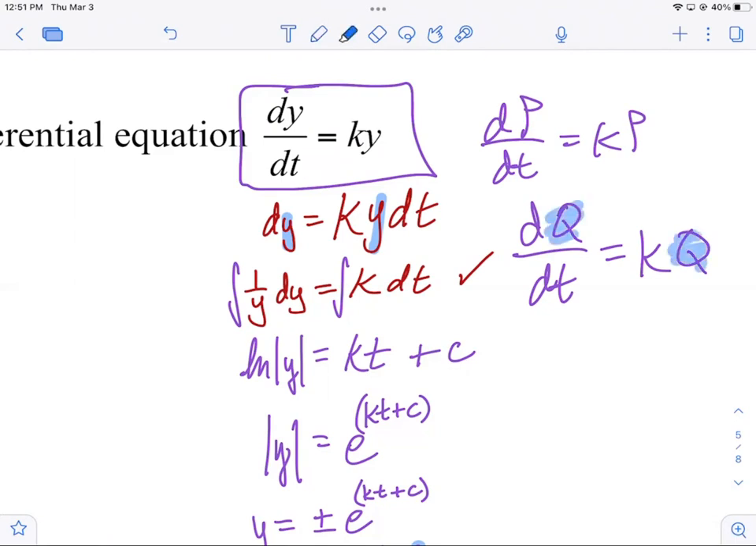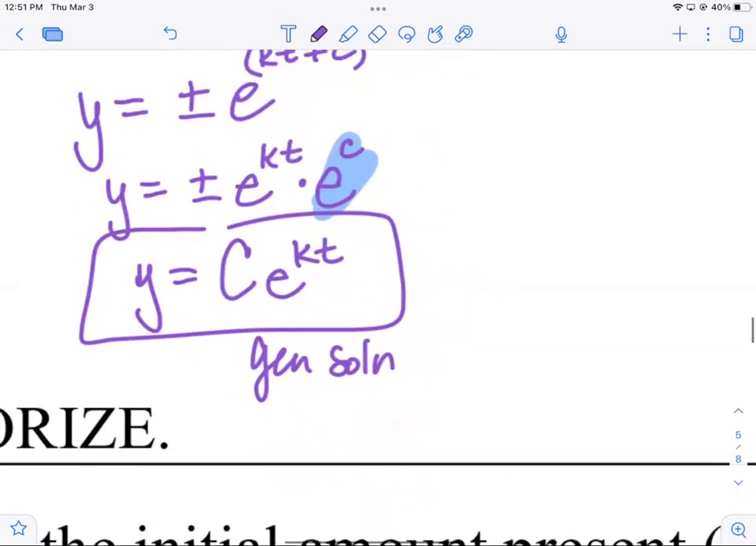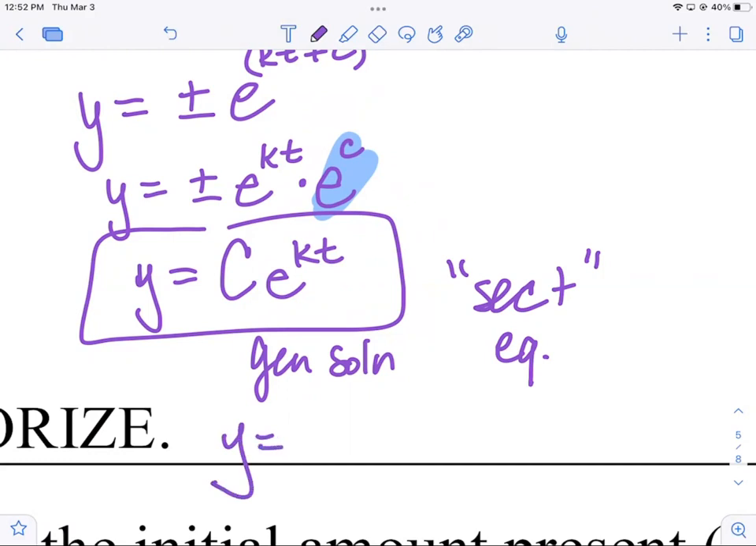As long as the dependent variable's there, you can go right to the solution, right? And so here's the solution. It's the sect equation. The sect equation. That's how you can remember it. Y equals sect. The C, you get the soft C sound, right? The sect equation. C is an arbitrary value, right?